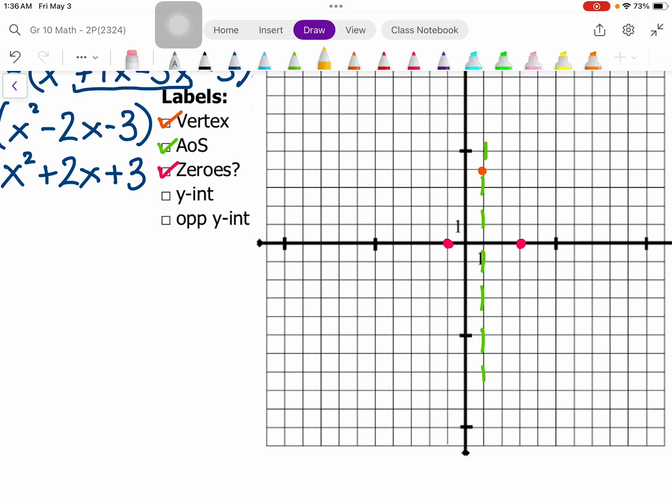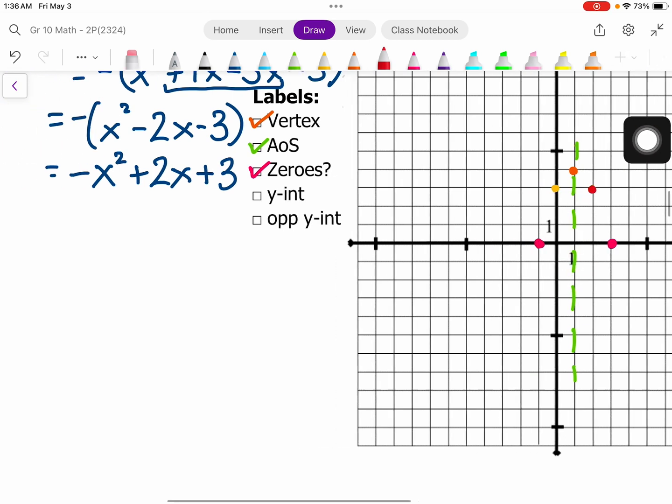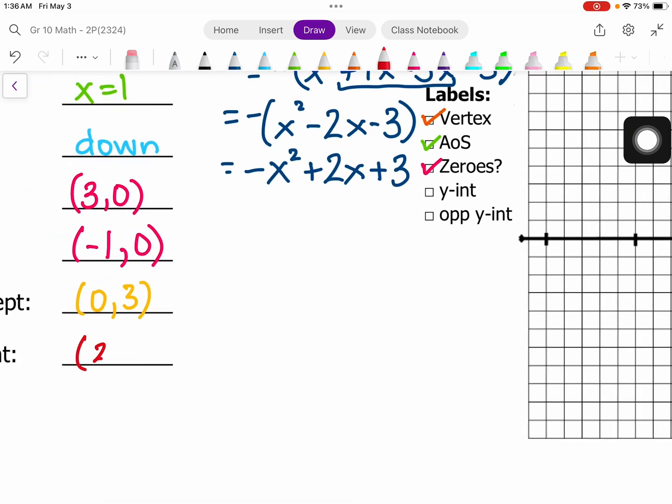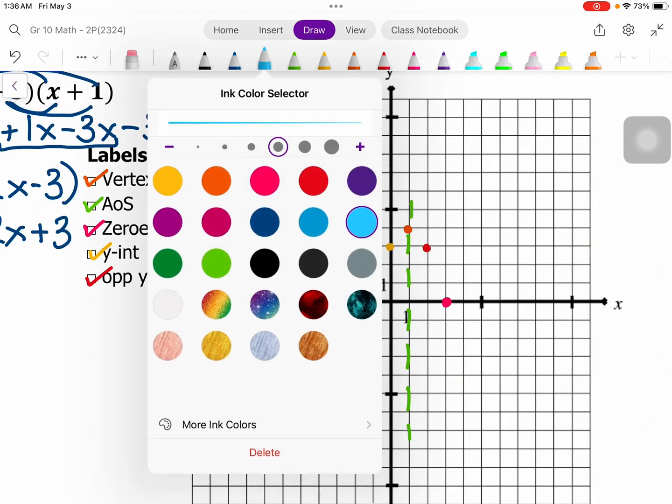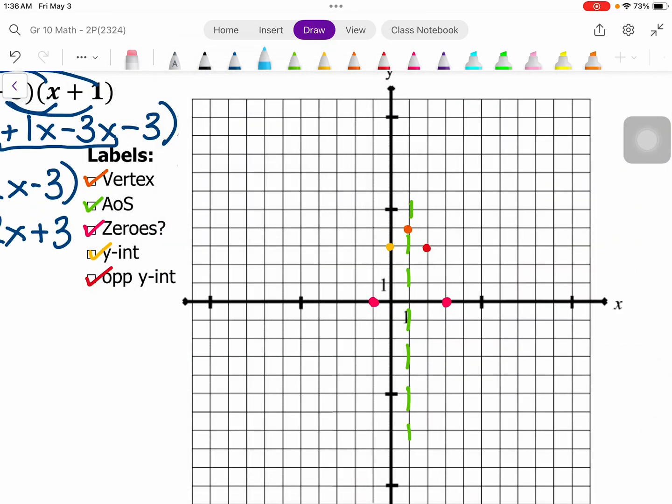So I can plot that over here. And then the symmetrical point, so this is 1 away from the axis of symmetry, so I'm going to move 1 over on the other side. And so that's going to be at x is 2, y is 3. So there's my symmetrical point. So I now have plotted my opposite to the y-intercept as well as my y-intercept. So the last thing I have left to do is to draw in the parabola.